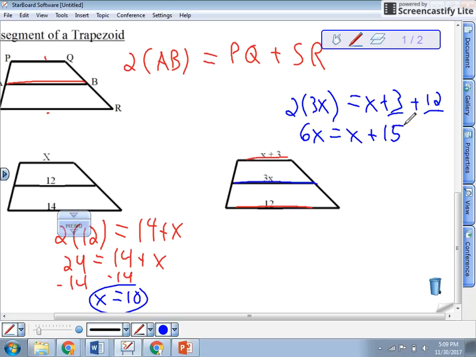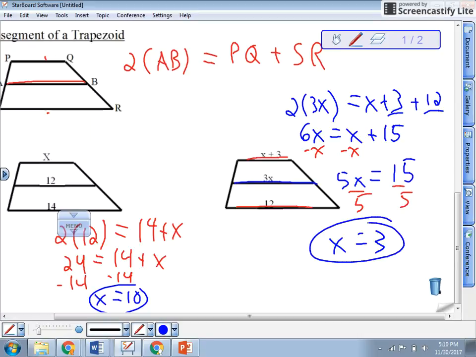All right, subtract x from each side. So I'm going to get 5x equals 15. So I know I'm going to divide each side by 5. So x is going to equal 3. There's how you do mid-segment. Double it equals the sum of the parallel sides.